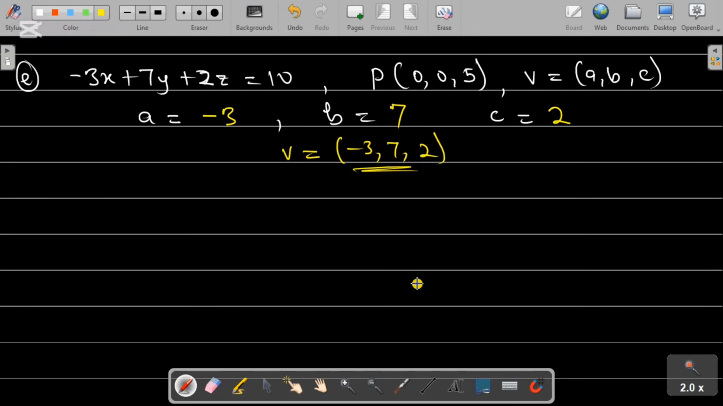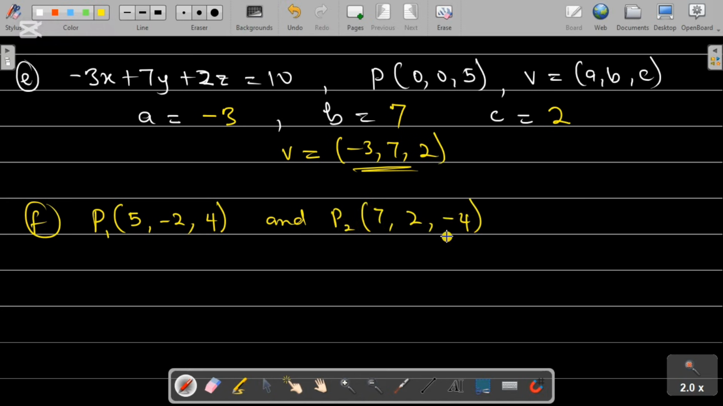We go over to question F. So we are done with E. F says find the parametric equation for a line that passes through the points. So we are looking for the parametric equation for a line that passes through the point P1, which is 5, minus 2, and 4, and P2, and your P2 is 0.7, 2, and minus 4.